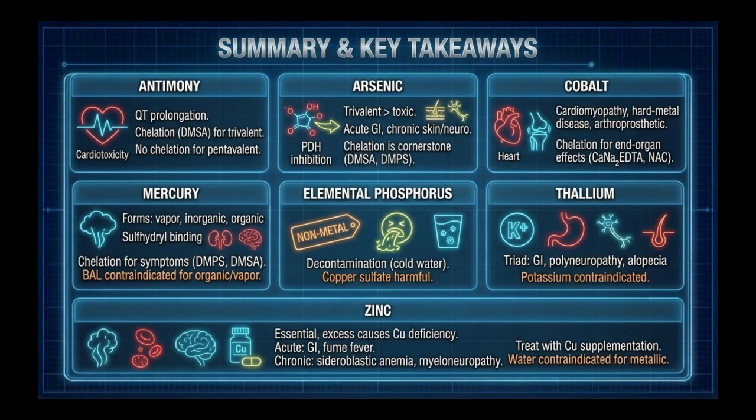Regarding organic mercury poisoning, the most appropriate treatment is considered to be dimercaptosuccinic acid. Dimercaprol is not recommended in these cases, as it can facilitate the transport of mercury into the brain, worsening the condition. Elemental phosphorus, also known as phosphorus in its pure form, is a nonmetal and not classified as a heavy metal. Therefore, its management differs significantly from that of heavy metals, as chelation therapy is not effective for treating phosphorus toxicity.